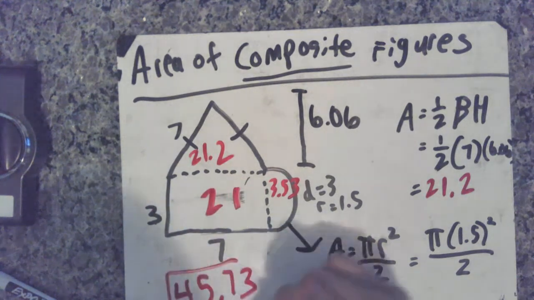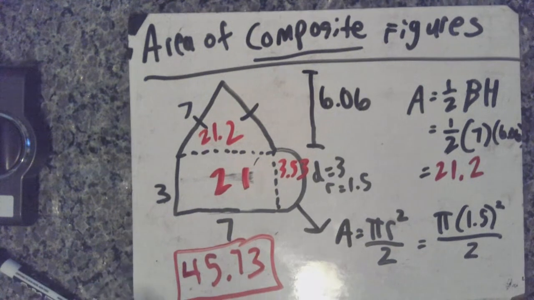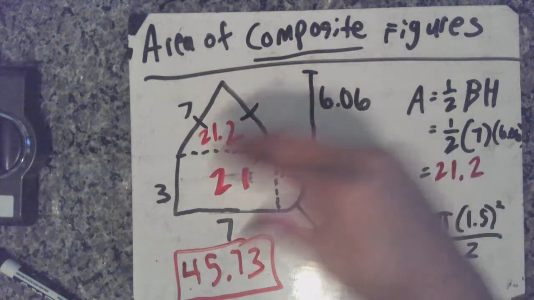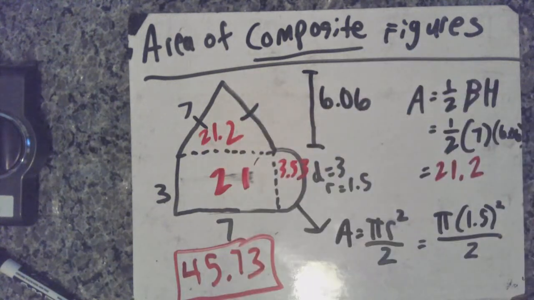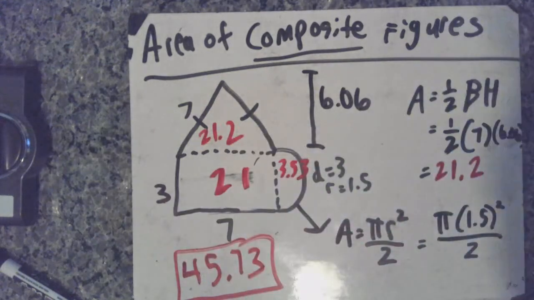Now obviously I don't have time, no one has time to cover every little example for composite figures. So you got to get a little bit creative sometimes, but you will always have enough information to find the area. Again, you're going to be either adding multiple different figures together, or you may end up subtracting, depending on the problem. All right, that is it for today.